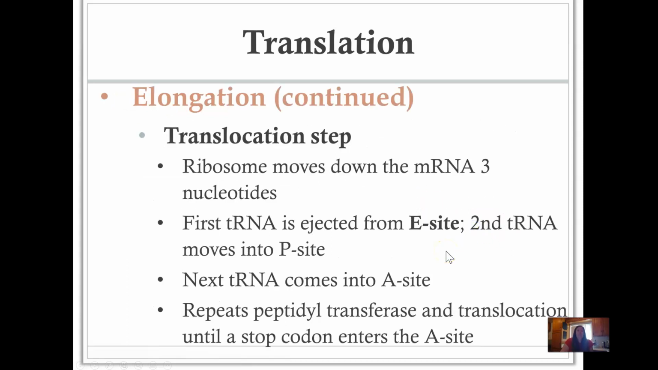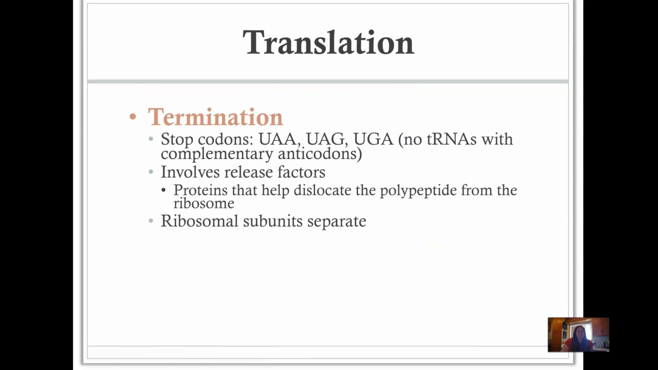And then elongation continues until we reach that stop codon that arrives at the A site, and that causes translation to stop. This usually involves some type of release factors, which are proteins. So once that ribosome encounters that stop codon, it pauses, and then these release factors, which are basically proteins that are recruited to the site, help the polypeptide, our protein that's forming, dislocate from the ribosome and fall off.